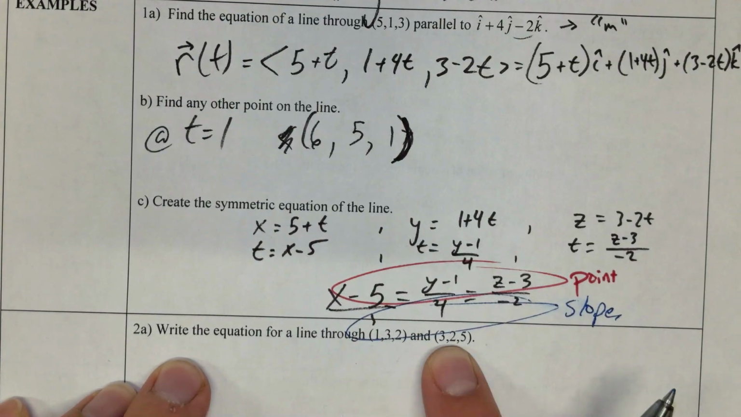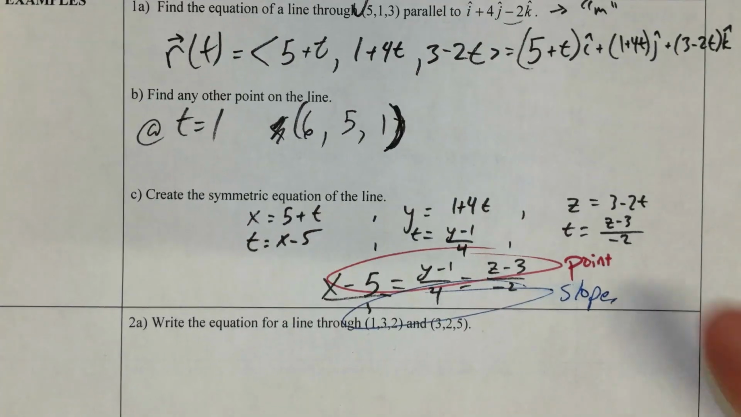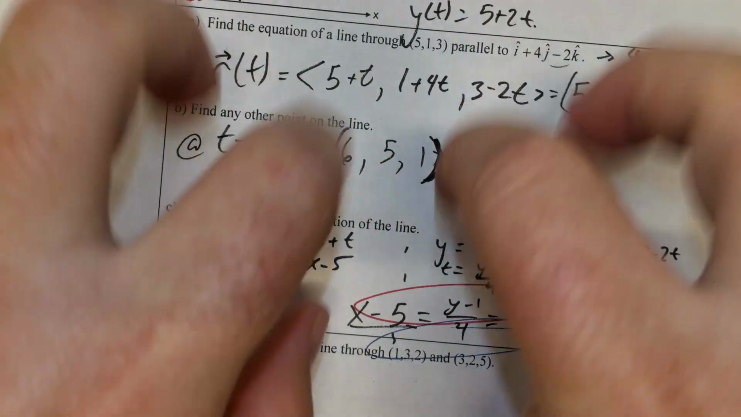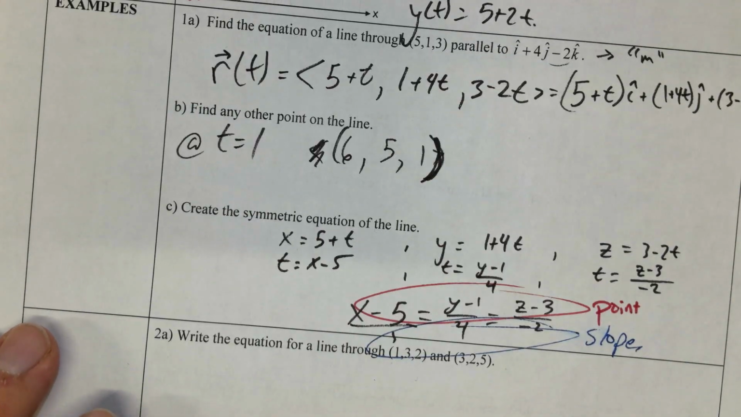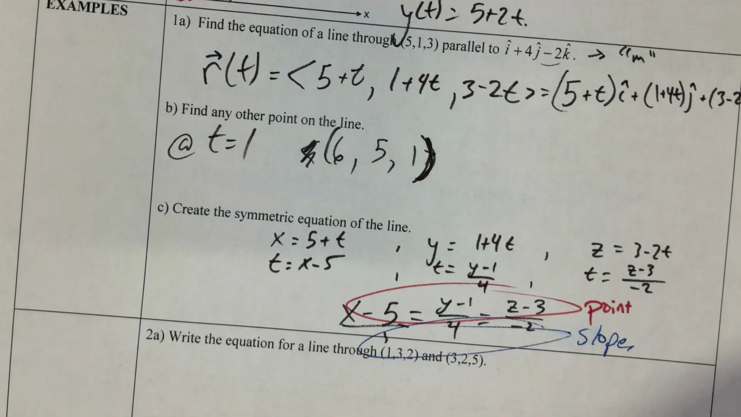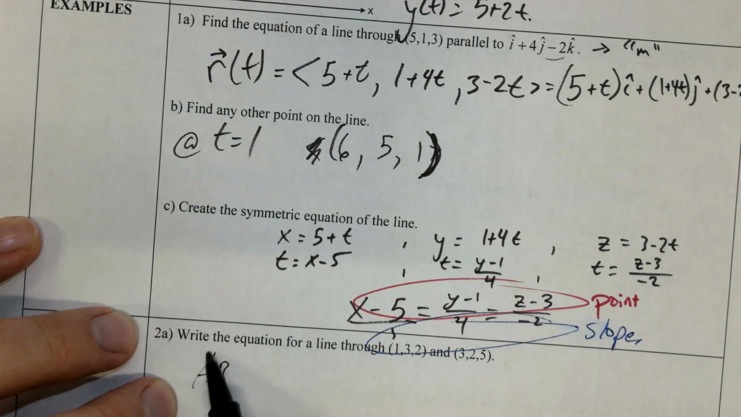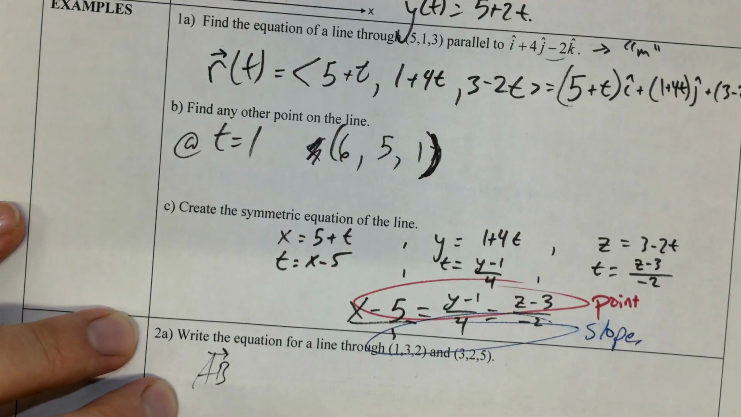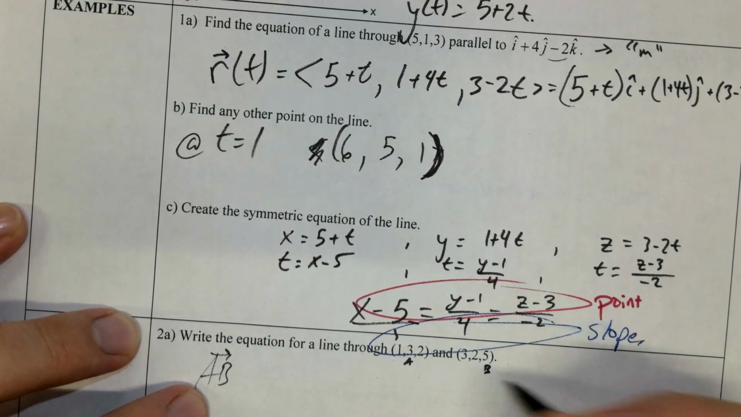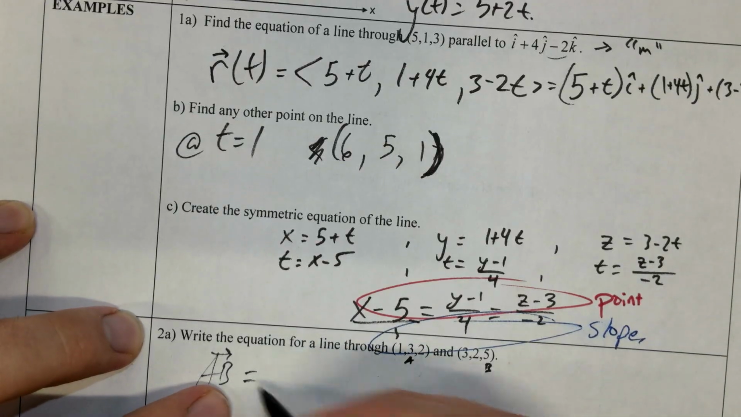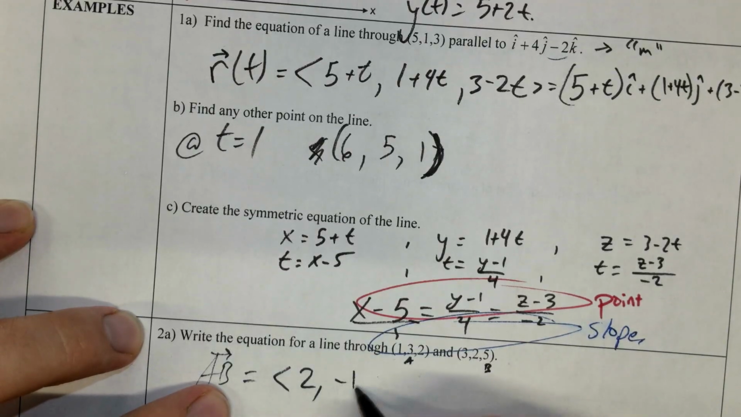Write the equation for the line through here and here. So I'm going to get a point and I'm going to get a slope and put them together. That's all I'm doing. I might make a vector that talks about how I change from A to B. If I label this point A and I label this point B, the vector from A to B will tell me the slope or change from one to the next.